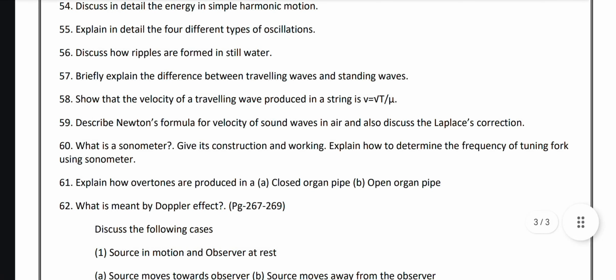58th, show that the velocity of a traveling wave produced in a string is v equals root T by mu. 59th, describe Newton's formula for velocity of sound waves in air and also discuss the Laplace correction. 60th, what is sonometer? Give its construction and working. Explain how to determine the frequency of tuning fork using sonometer. 61st, explain how overtones are produced in a closed organ pipe and open organ pipe.